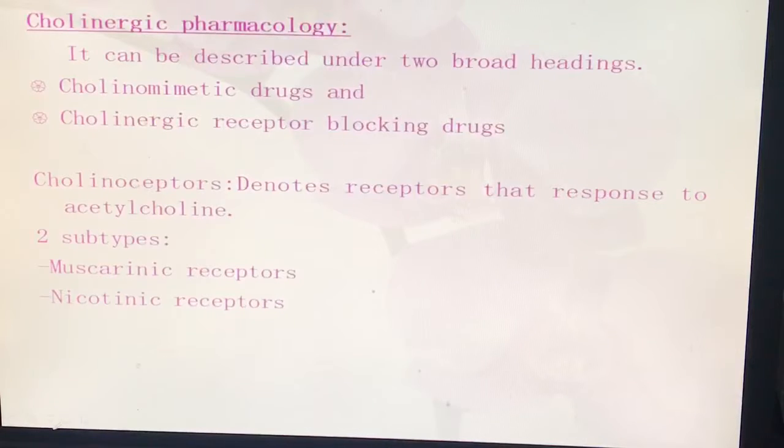In the last video, we were done with the introduction about the sympathetic system and parasympathetic system. Now we talk in detail about the parasympathetic system first. The fibers present in the parasympathetic system are known as cholinergic fibers, because these fibers produce acetylcholine, using acetylcholine as the neurotransmitter.